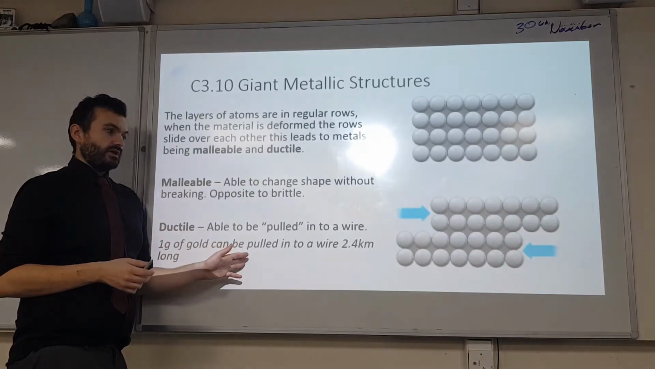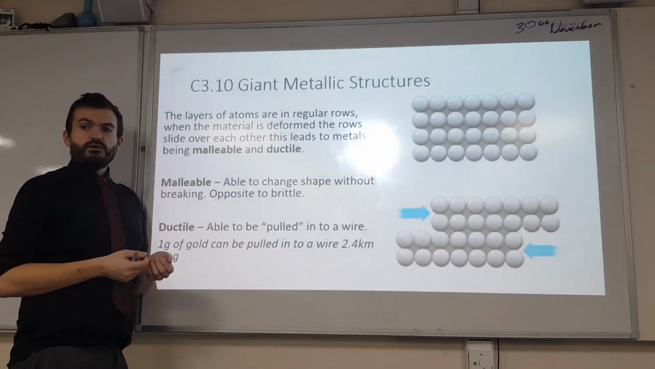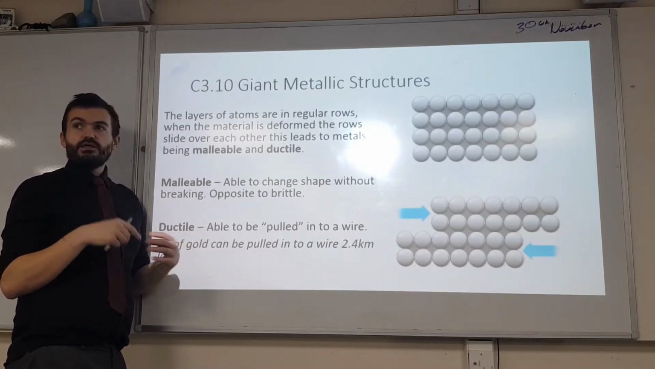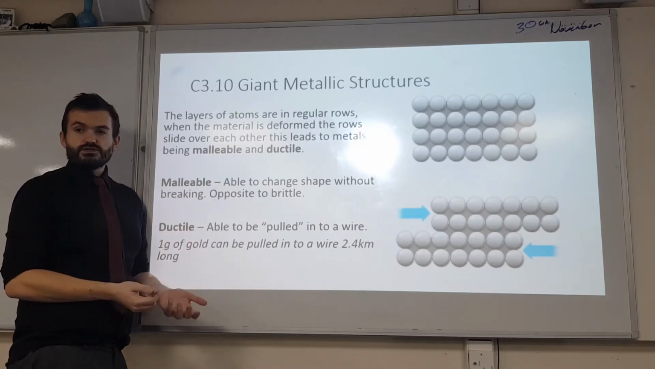The next thing we have is ductile. We can stretch a metal into a wire. When you're producing wires, all they do is pull at it, and it'll get thinner and thinner and turn into a wire. So you can draw it into a wire.